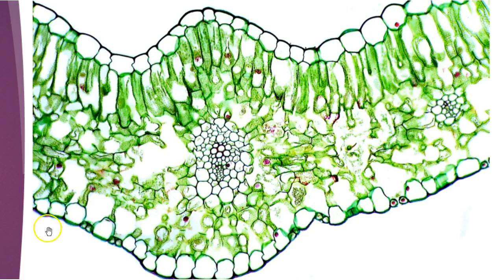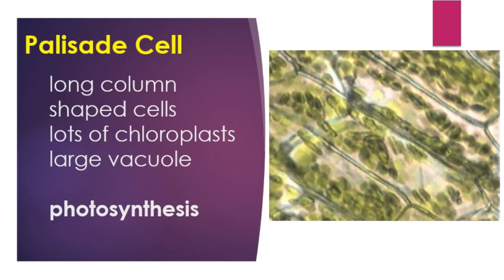And I've already taken you through the epidermal cells, except for these little guys here. These pairs of cells here are called stomata. The pair is called stomata. Each individual cell is called a guard cell. And we're going to go through their structures and the way that they have adapted their structure to suit their function now. Here we have palisade cells.